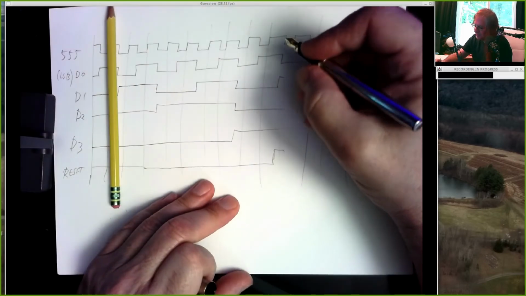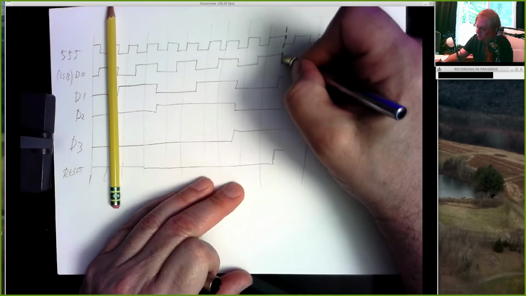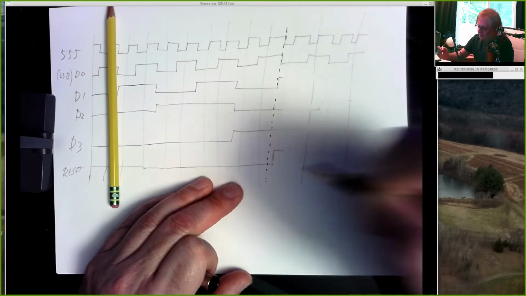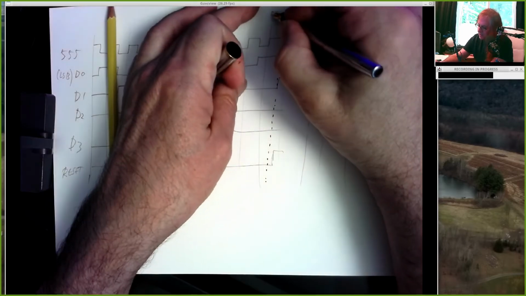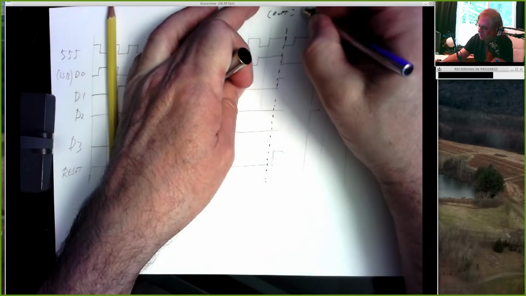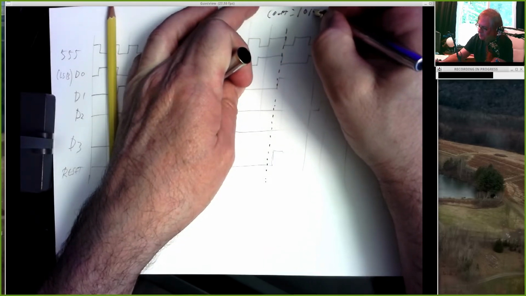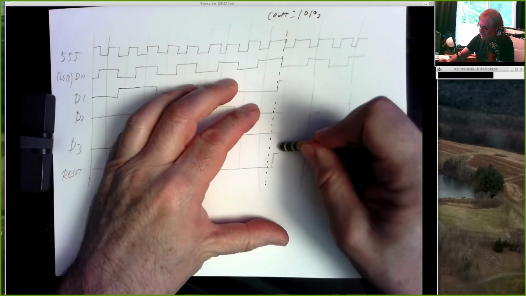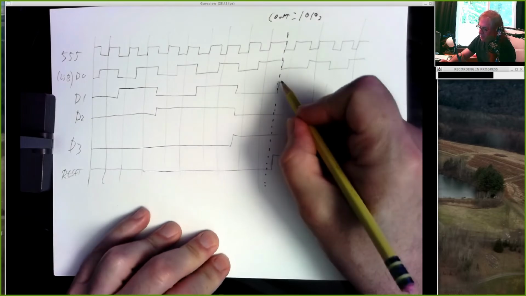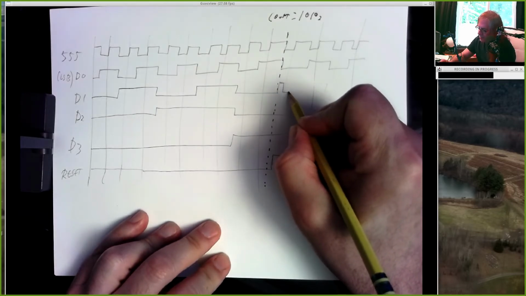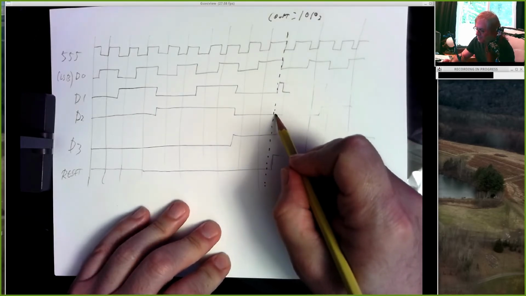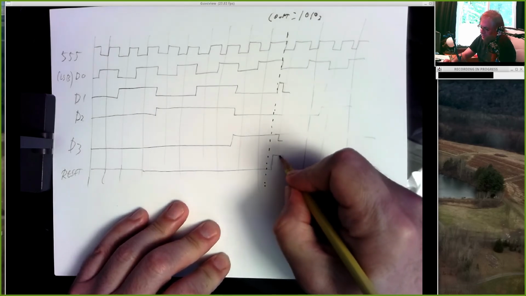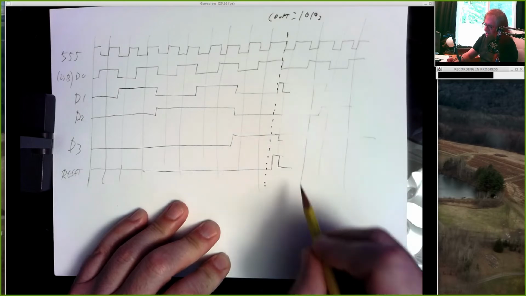And so I might mark this and say count equals 1, 0, 1, 0. And at that point the reset line goes high. And when the reset goes high, this is going to go back to a 0. D2 is already a 0, D3 is going to go down to a 0, and once these counts go down to 0, then the reset line will go back to a 0 also.